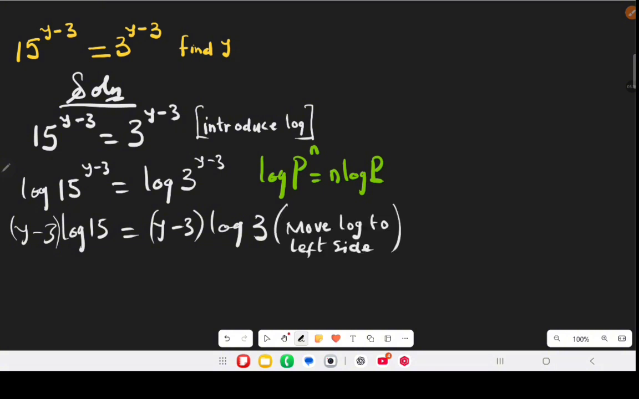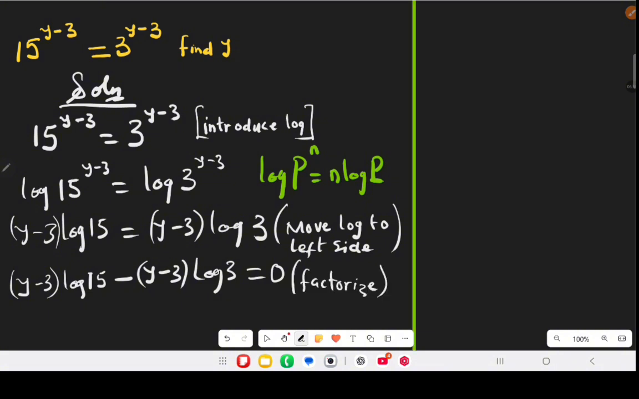If we move log to the left hand side, we have y minus 3 log of 15 minus y minus 3 log of 3 equal to 0. Next step, we have to factorize. Factorize means what is common. We discover that y minus 3 is common, then we bring it out. It becomes y minus 3 into log of 15 minus log of 3.